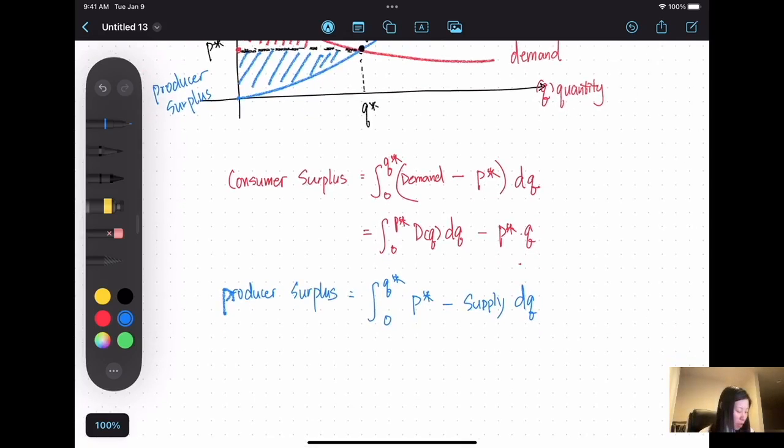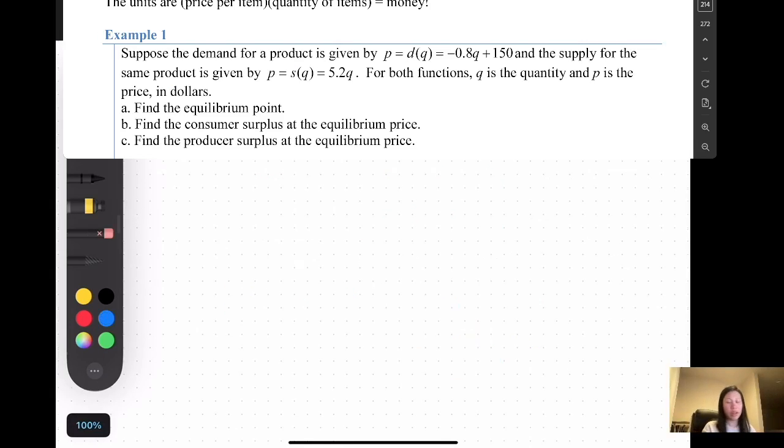So when we simplify it, I can just differentiate this part, which is p star times q, subtract the integral from 0 to q star of the supply function at the quantity dq. That's it. Now look at these examples.